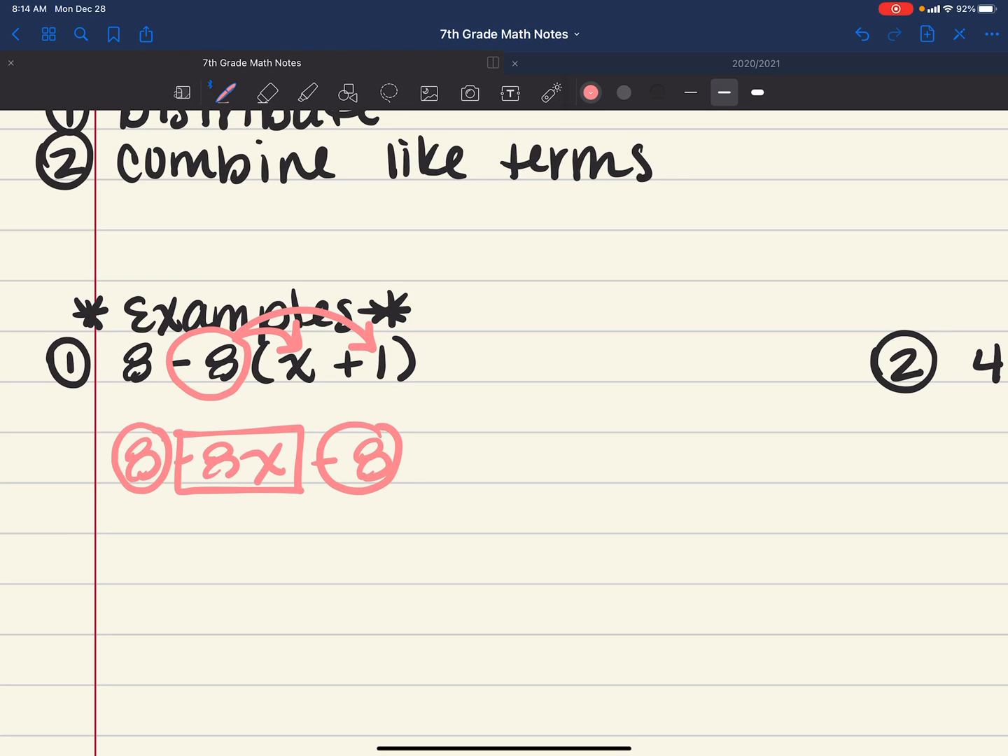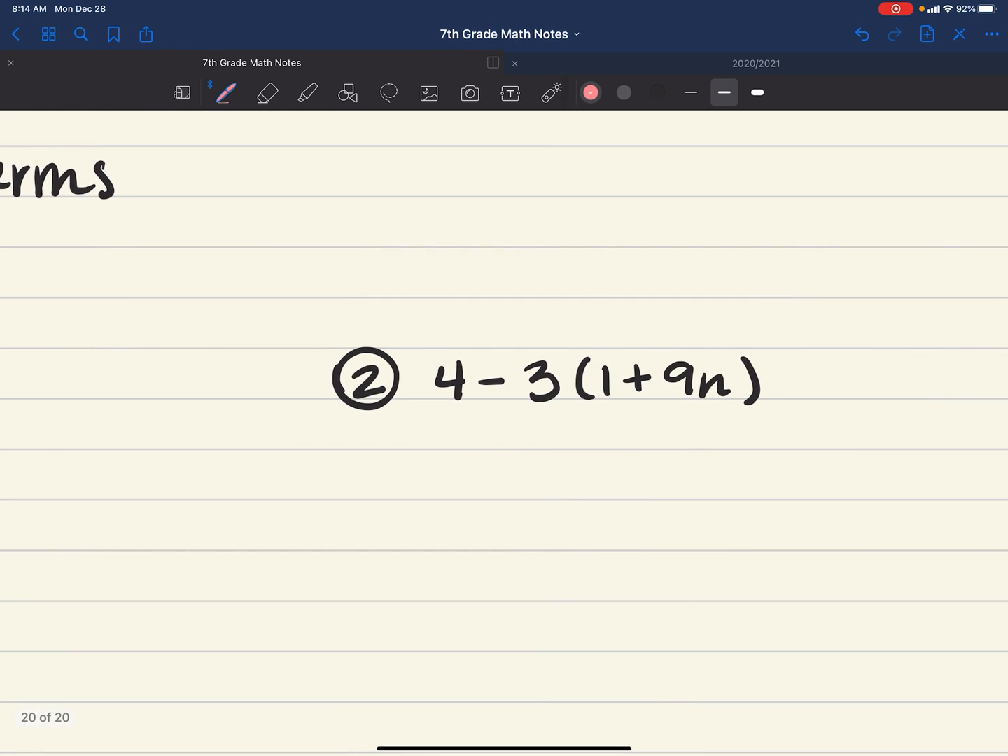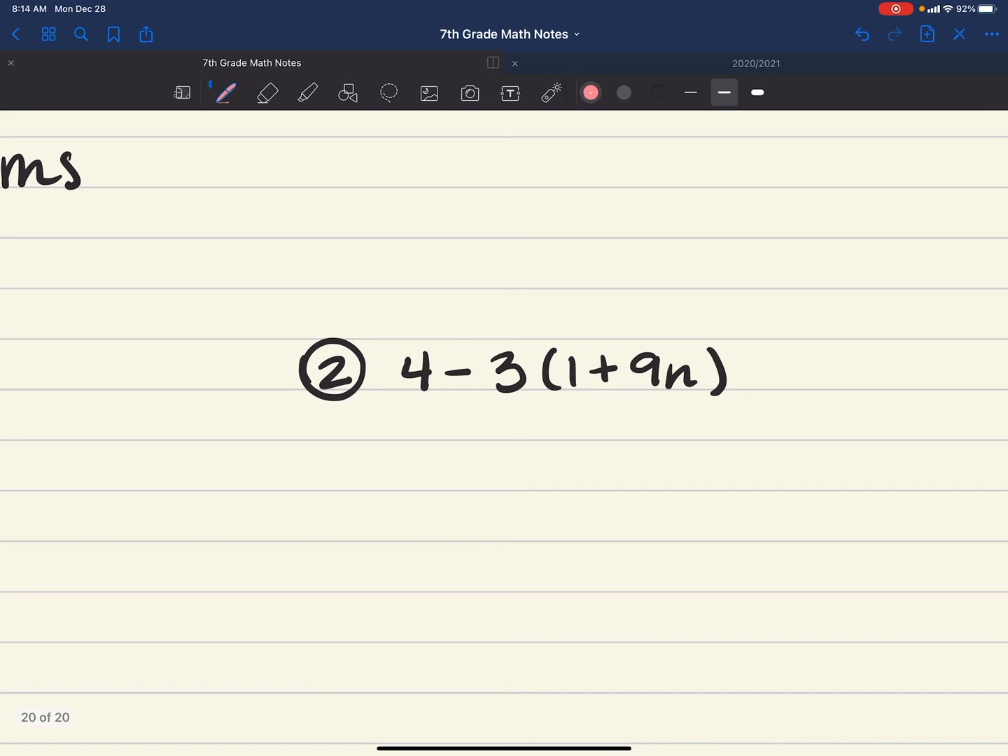But I only have one that has a variable. So 8 minus 8 is 0. Therefore, my answer just comes out to negative 8x. That is its most simplified form of that expression. And yes, all the examples we're doing today are just expressions. It doesn't become an equation until we get that equal sign. And then it's not an inequality until we have the inequality sign. So these are just expressions just to practice.